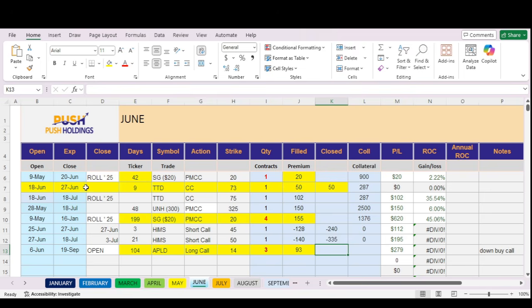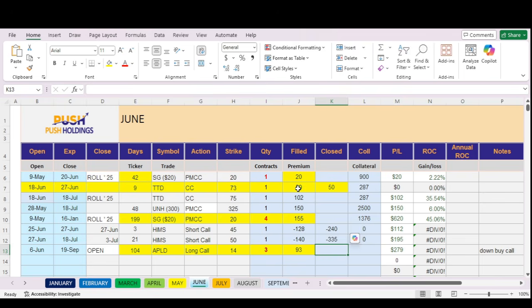Okay, next we're gonna have TTD, or the Trade Desk. The action I took on the Trade Desk was a covered call, and I gave myself 9 days for that covered call. The strike price I chose was a $73 strike price, and I did 1 contract. The amount of money I received as soon as I did this was $50.